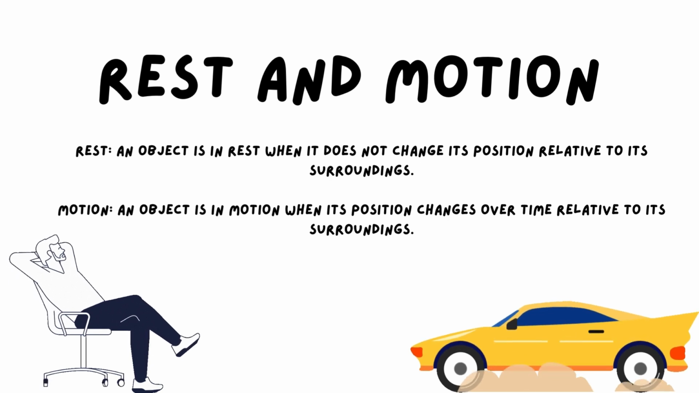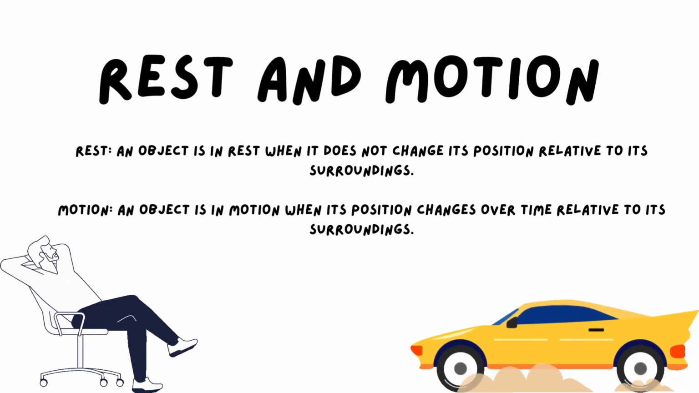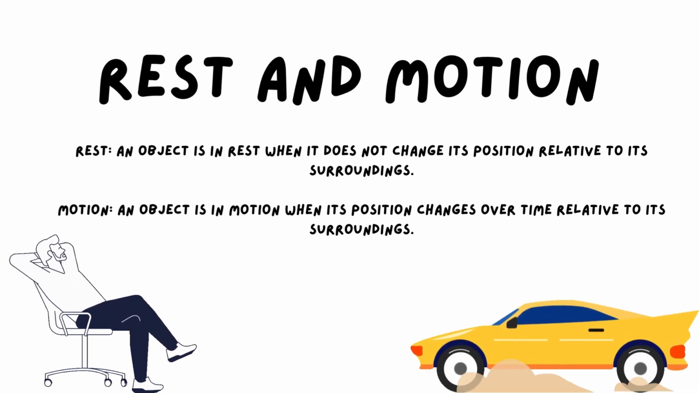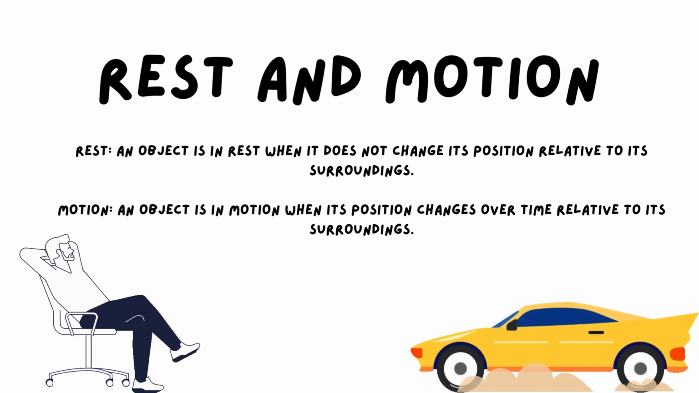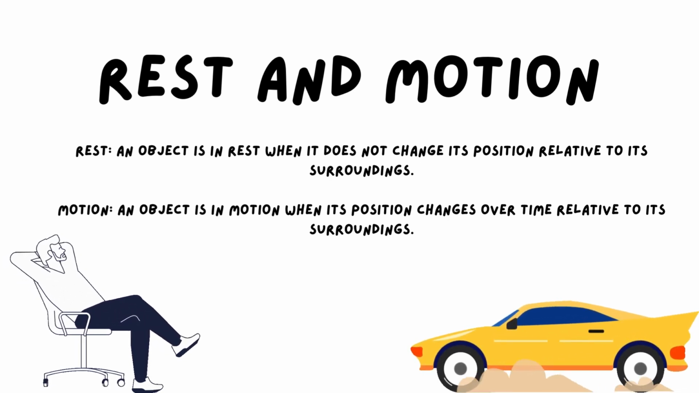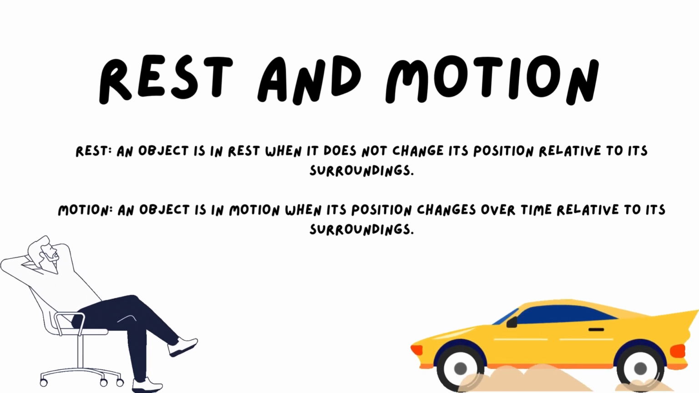Rest and motion. Rest: an object is in rest when it does not change its position relative to its surroundings. Motion: an object is in motion when its position changes over time relative to its surroundings.